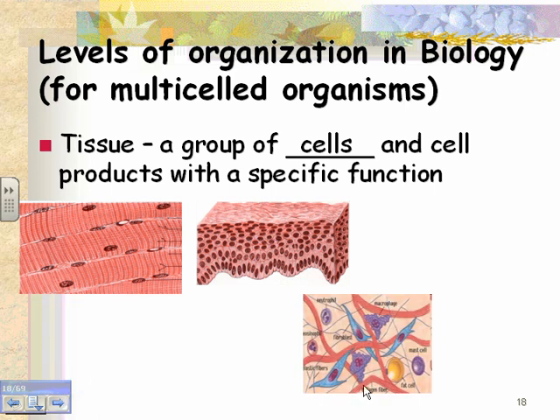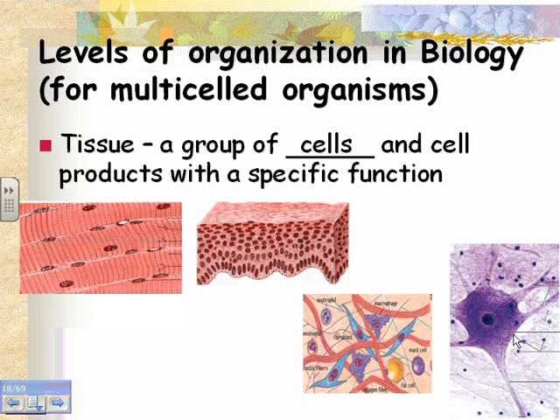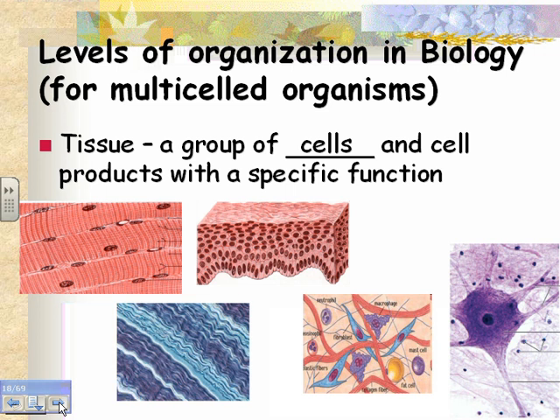Here's a type of connective tissue. You'll find this underneath your skin. Here's a neuron. This type of tissue is found in your brain and your spinal cord and all your nerves. And this looks like dense fibrous connective tissue. You don't need to know anything about these different tissues. This one is in your tendons and ligaments.